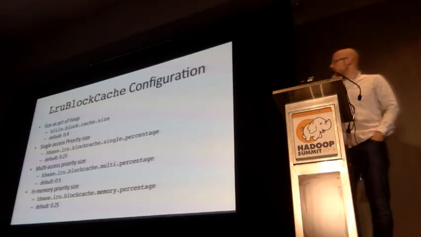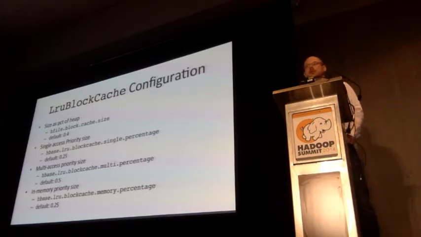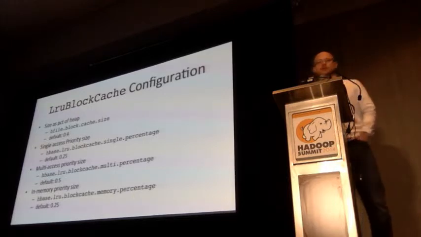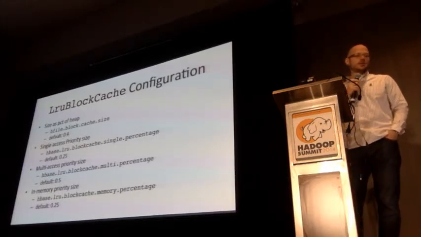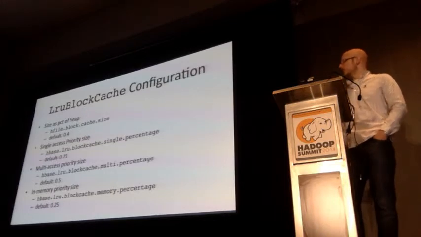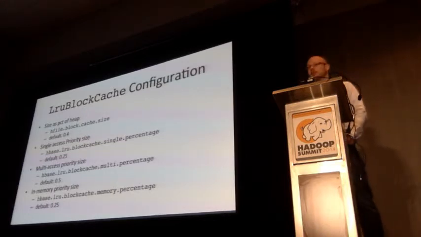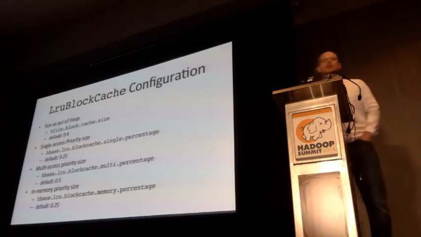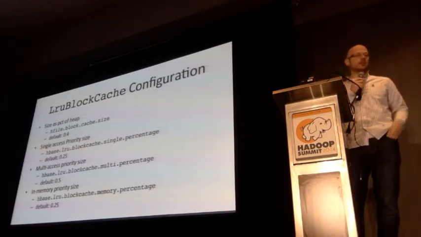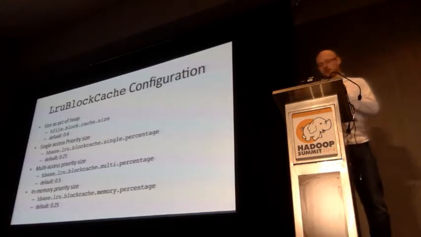If you want to get more fine-grained with that, you can tweak those percentages. By default, 25% of the total block cache is allocated for single access, 50% for multi access, and 25% for in-memory access. So if you want more control over how HBase divides the cache between these blocks, you can do that. But by and large, this is not really necessary.